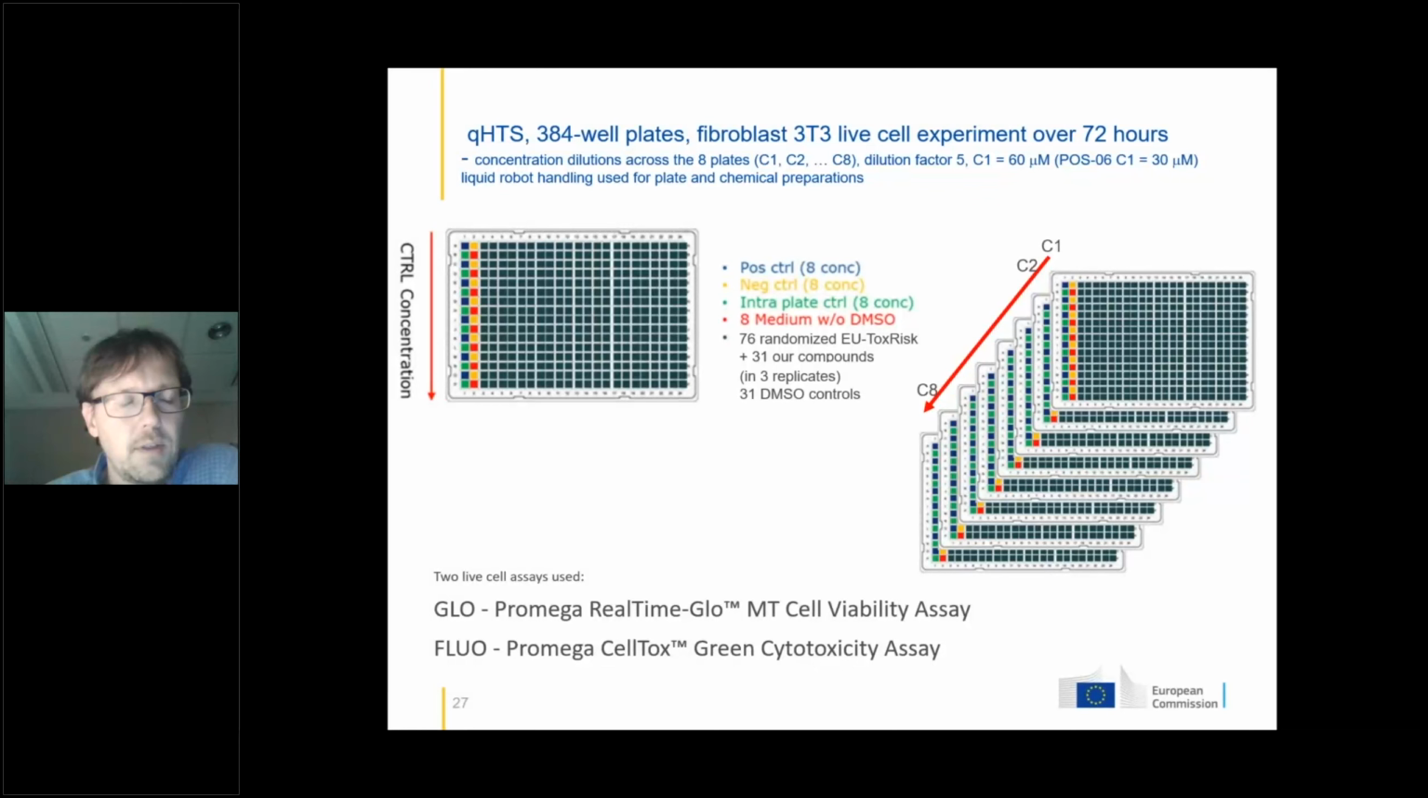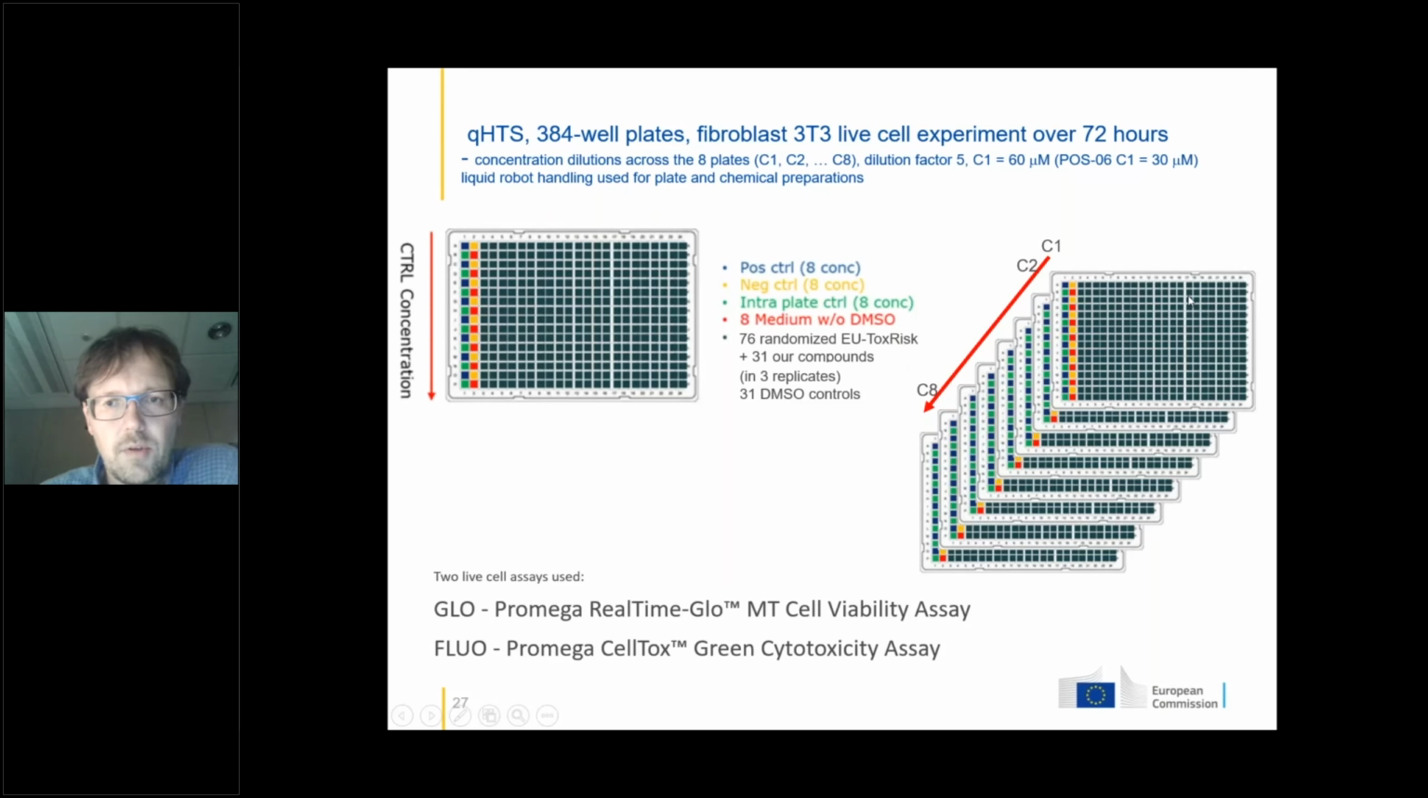So instead of cell counting and high content imaging, we used another staining which measured the overall cell viability per well, and we used the well-plate reader. And as there were many chemicals, we used a qHTS approach.